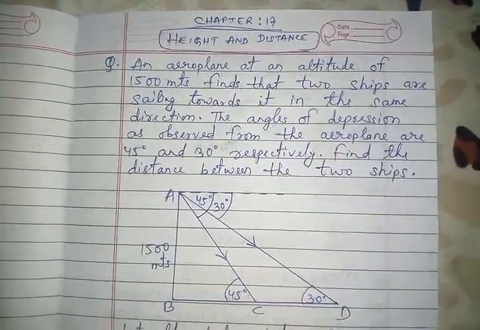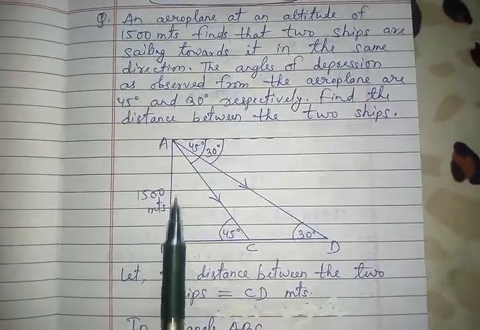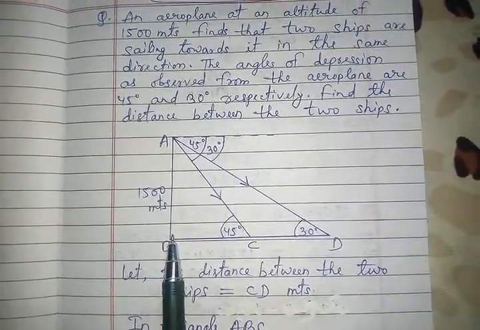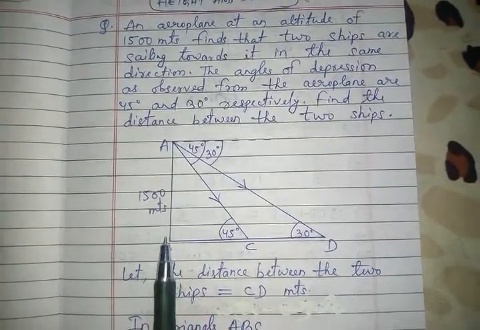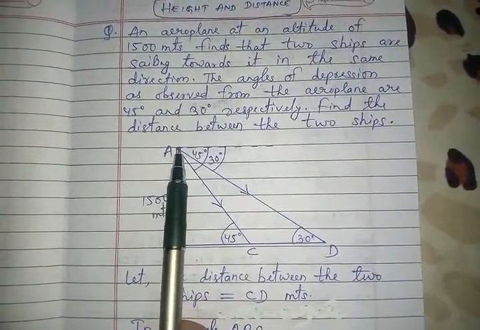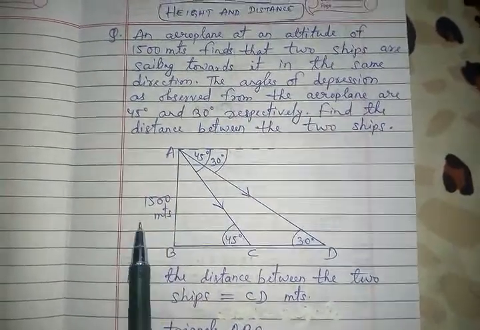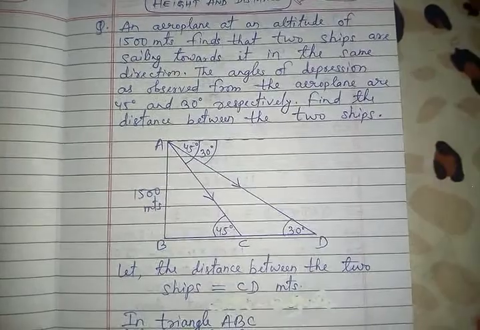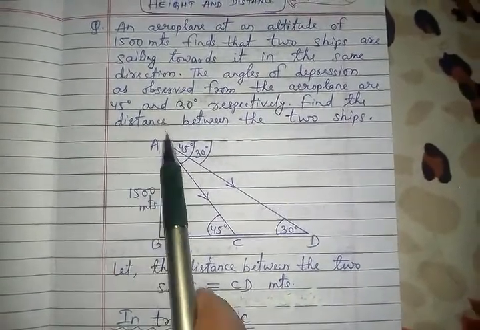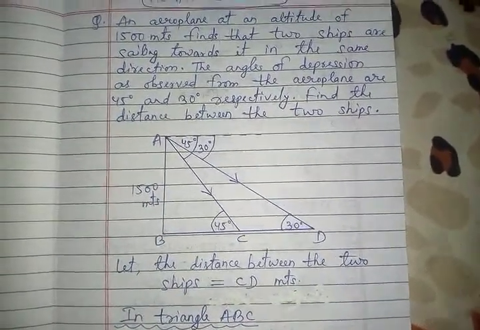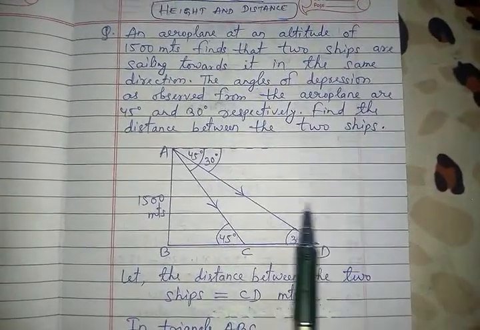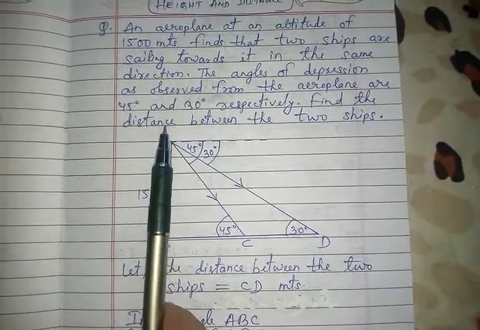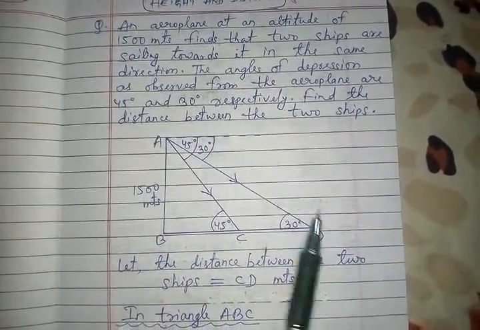the same direction. So think there is an aeroplane flying at the height of 1500 meter from the ground level. So here the height of the aeroplane flying is the A point and its height AB is 1500 meter. So here is the aeroplane. It finds that two ships, that means below the aeroplane on the ground level there is a sea where two ships are sailing. So they are sailing in the same direction. It is not like the aeroplane is here, one ship is this side and the other is on the other side.